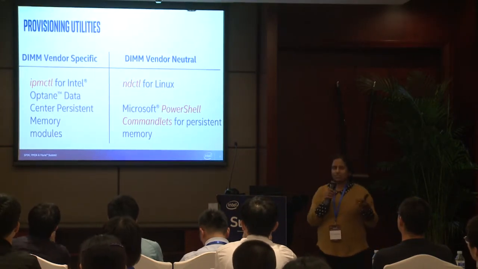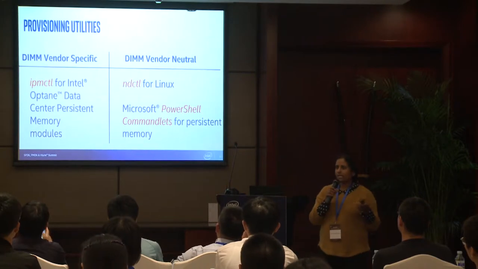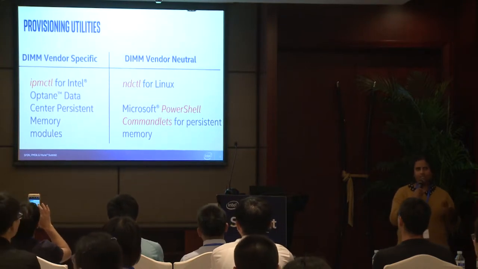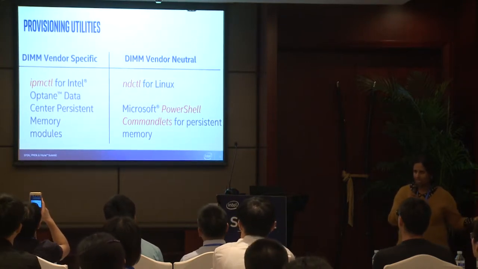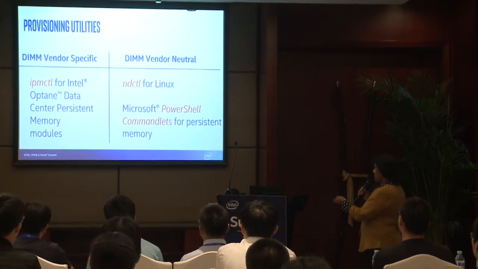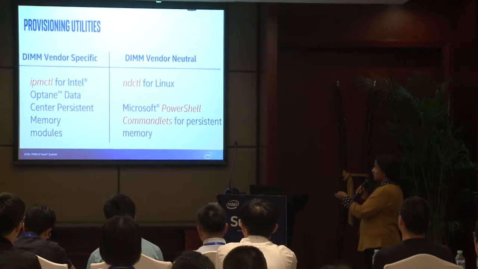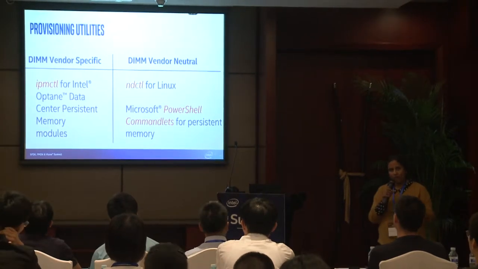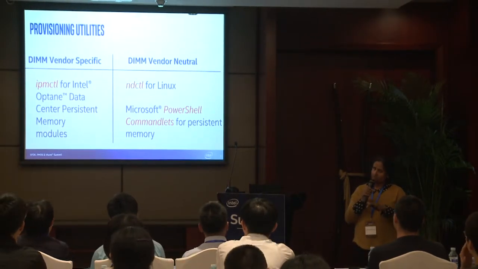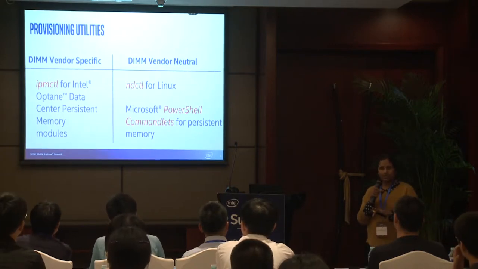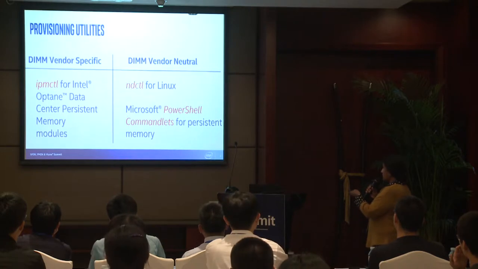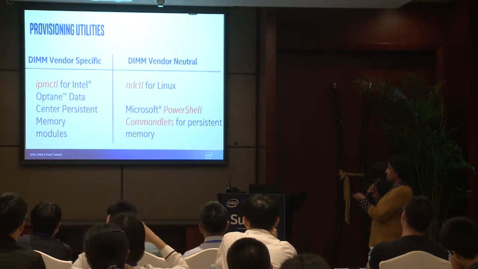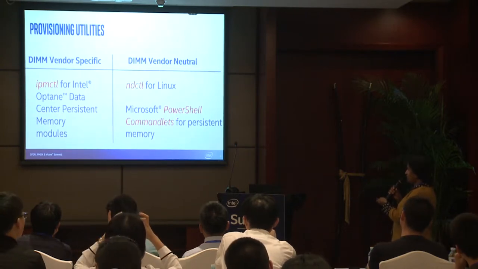So there are different kinds of provisioning utilities. One is DIMM specific, meaning Intel created a tool that understands Optane memory much more than anybody outside. We created something called IPMCTL. This is specific to Intel Optane data center memory. But operating system vendors created tools as well that work for DIMMs, not only Optane persistent memory, but also other DIMMs in the market. So these are the tools that you need to be aware of: IPMCTL for part of the provisioning, and NDCTL and PowerShell cmdlets for persistent memory.